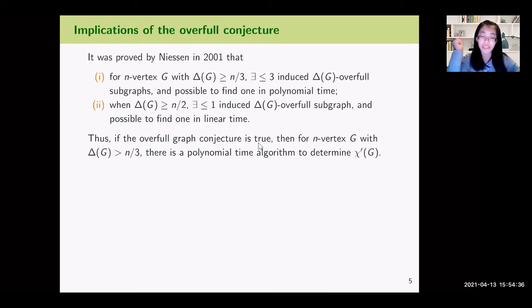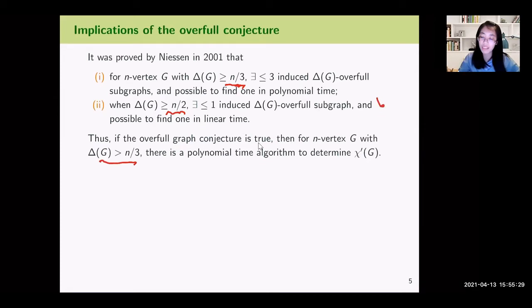So there are many implications of the overfull conjecture. Once the overfull conjecture is true, then for graphs with maximum degree greater than n over 3, we can always find a polynomial time algorithm to determine the chromatic index. Recall that this problem in general is NP-hard for a general graph. This was a result proved by Niessen in 2001, saying that if the maximum degree is at least n over 3, then the graph has at most 3 induced Δ(G)/4 subgraphs, and it is possible to find one in polynomial time. And if the maximum degree is at least n over 2, then it has at most 1 induced Δ(G)/4 subgraph, and it is possible to find one in linear time.